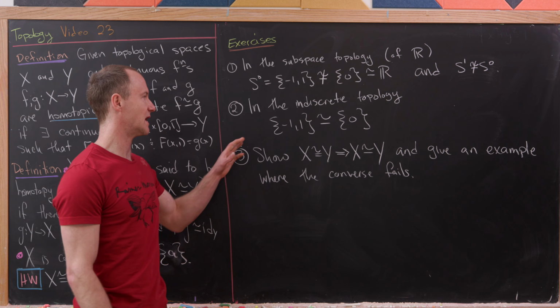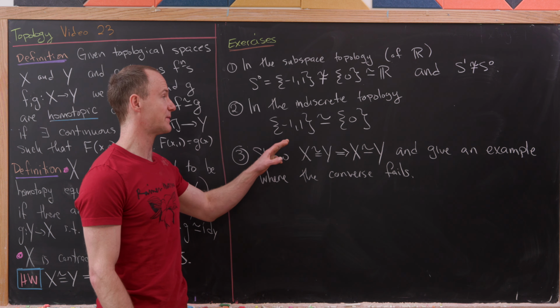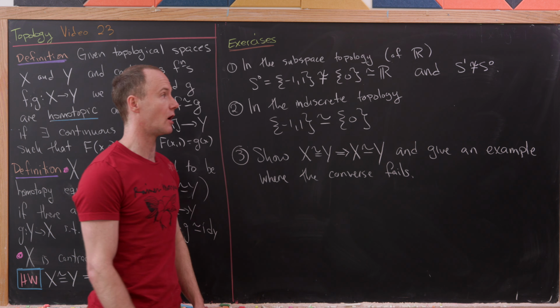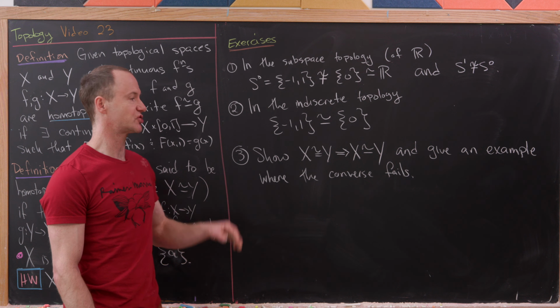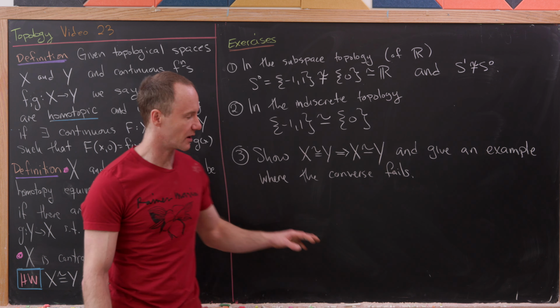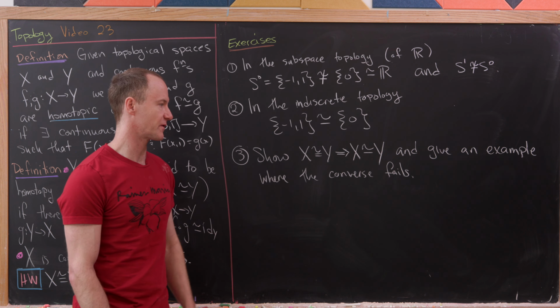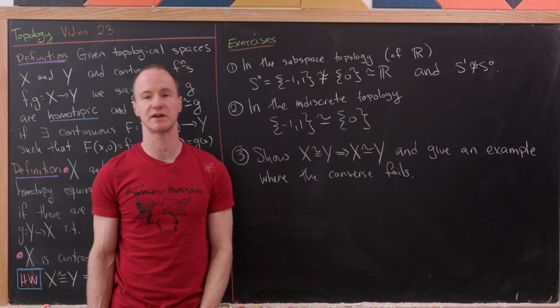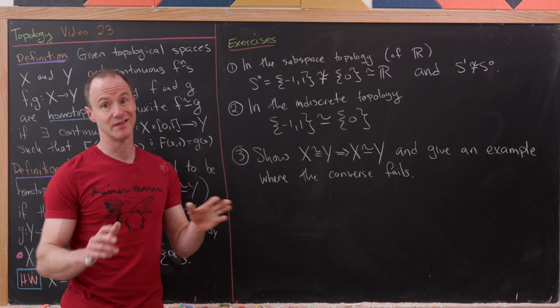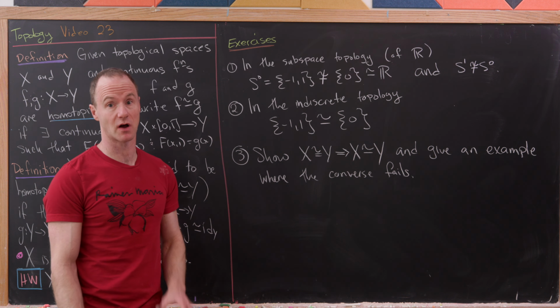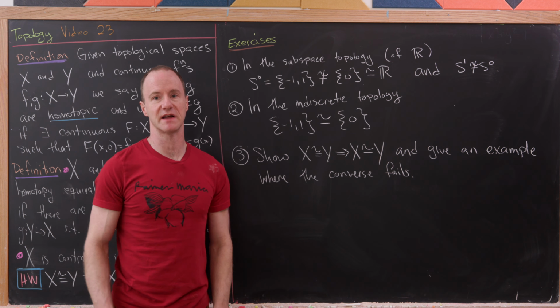Okay, so next up, let's show that in the indiscrete topology, these two things actually are homotopy equivalent. And then finally, let's show this homework exercise down here. In other words, if X is homeomorphic to Y, then X is homotopy equivalent to Y. But then give an example where the converse fails. There's maybe an example where the converse fails on the board right now. Okay, and that's a good place to stop.